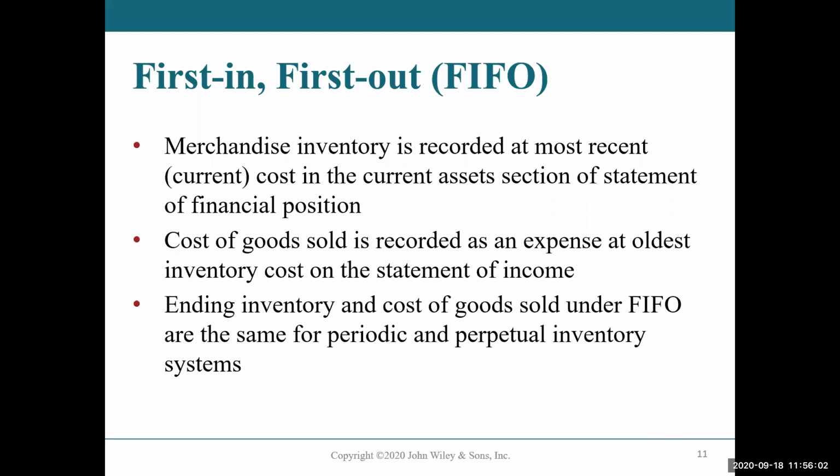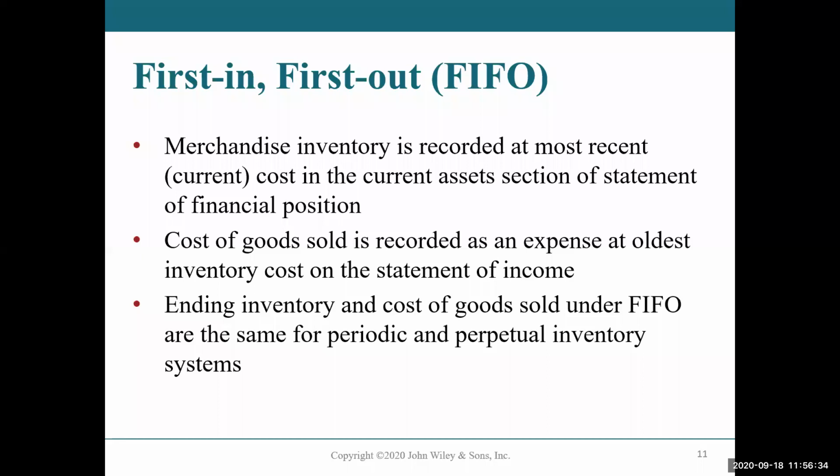With first in, first out, your merchandising inventory is recorded at the most recent, which is your current cost, in the current section of your statement of financial position. First in, first out also means that if you have any inventory on hand, then that inventory is coming from your most recent purchases, which will become part of your ending inventory on your statement of financial position. That is at the most recent cost, which means those numbers are pretty solid.